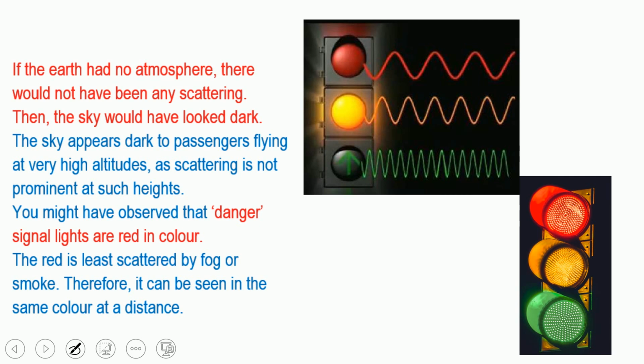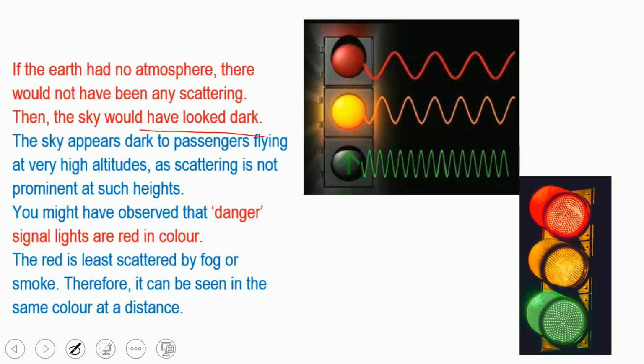We can see around because of this scattering phenomenon. Scattering happens because particles are there: gas is there, dust particles are there. So if the earth had no atmosphere, there would not have been any scattering. Then the sky would have looked dark. What is the color of space? There you will see only dark. Why only dark? Because there is no atmosphere.